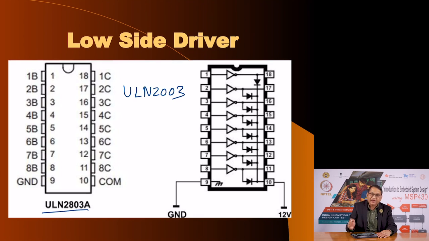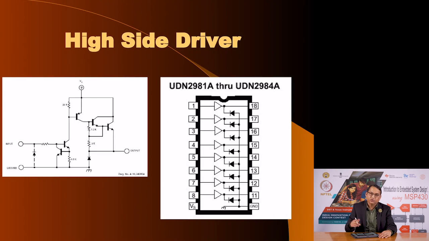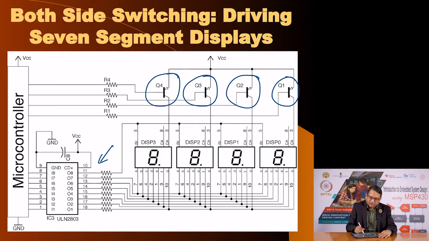ULN2003. It is exactly like 2803, except ULN2803 has 8 control pins, but ULN2003 has 7 pins. That is, you can control 7 switches. Similarly, for PNP, either you can use individual PNP transistors, or you could also use this driver IC called UDN2981. In this circuit, I have actually used individual PNP transistors, and on this side I have used a ULN2803.